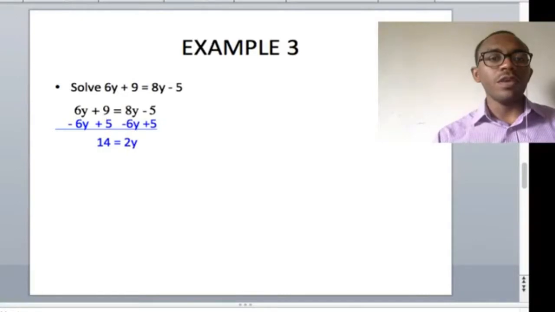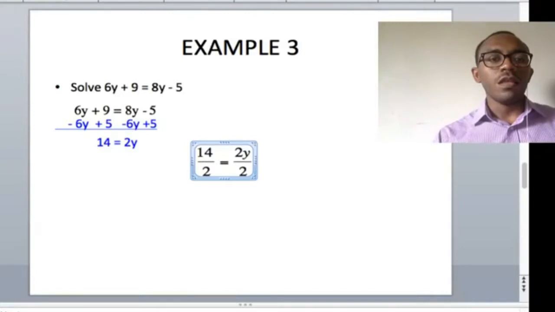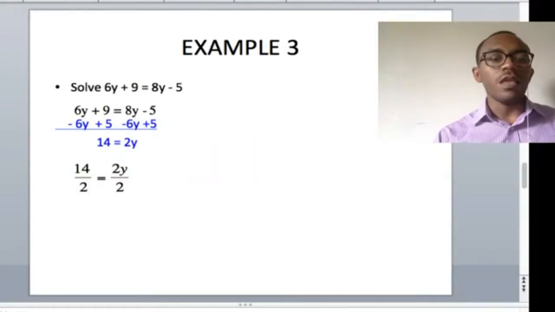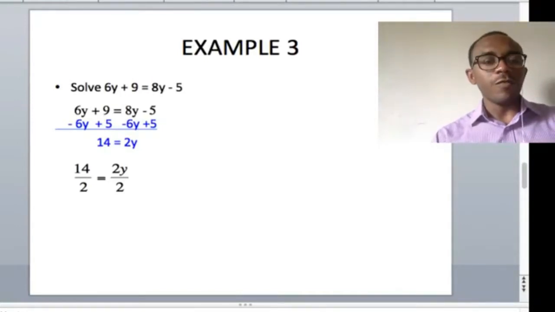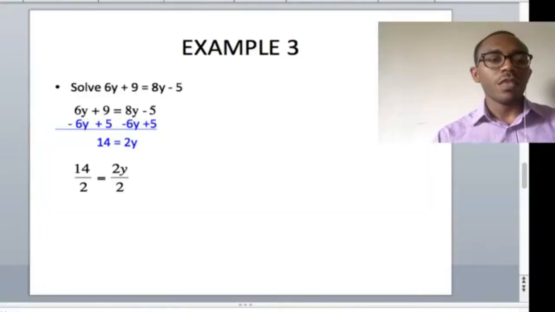So our answer will be, let me mark, and there it be. Divide both sides by 2. So now, after doing the calculation, y will be equal to 7. If you say 7, then yes, you're totally right. Y equal to 7. That's the perfect and correct answer.